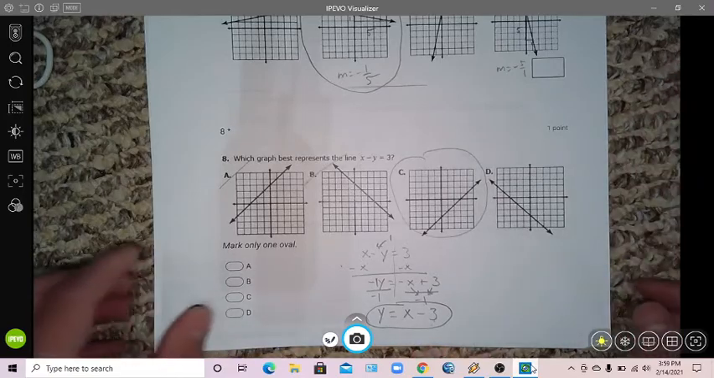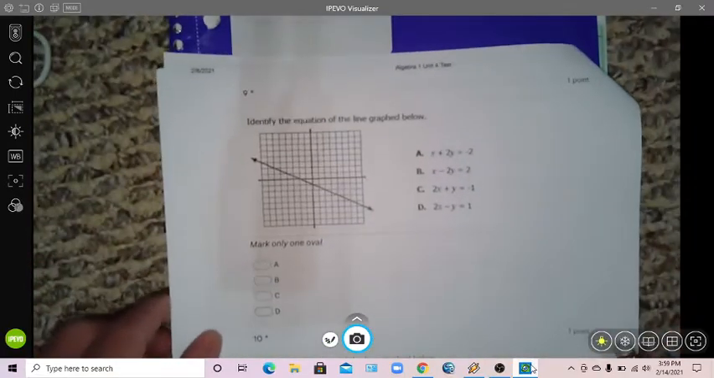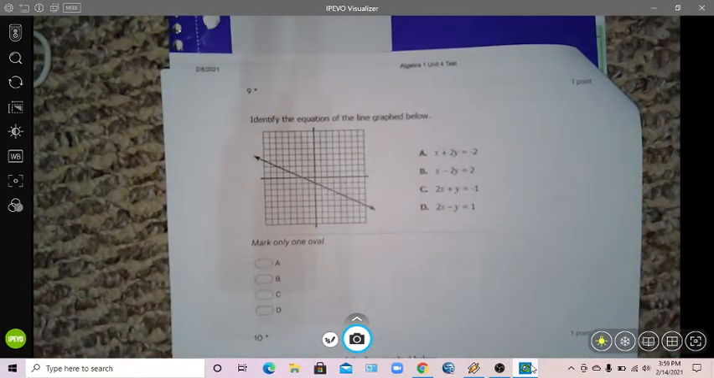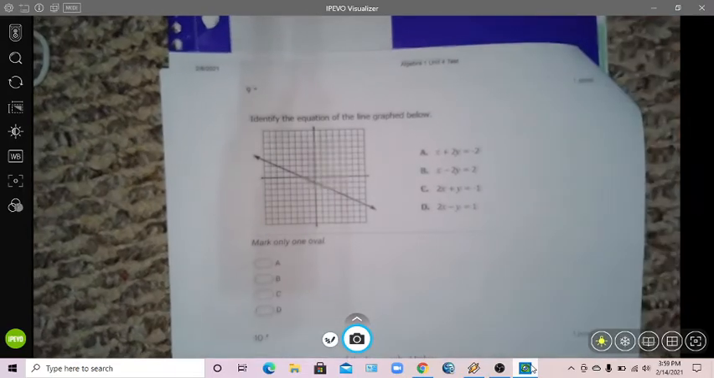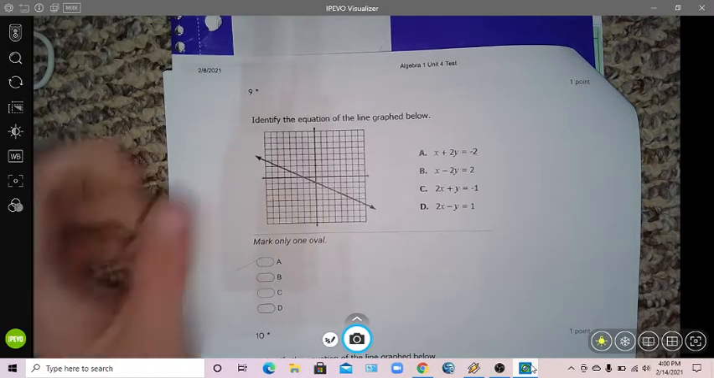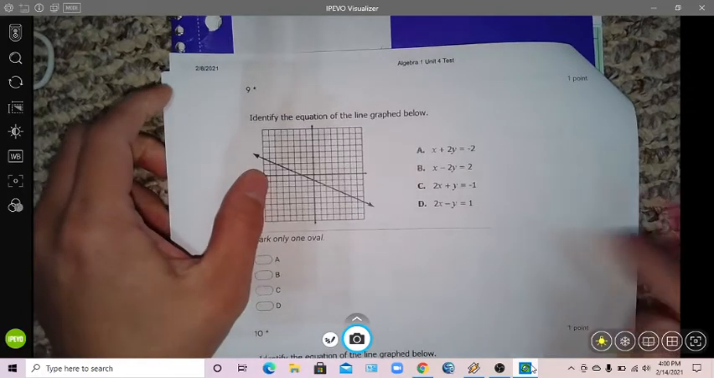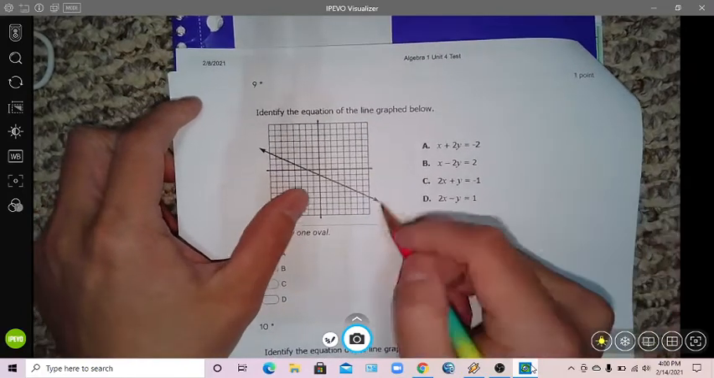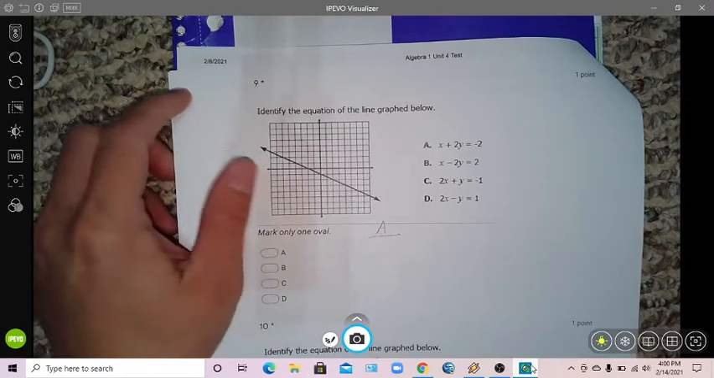Alright, let's go to number 9. Let me refocus this. Identify the equation of the line graph. Let's rewrite all of these in y-intercept form. So let's look at A.